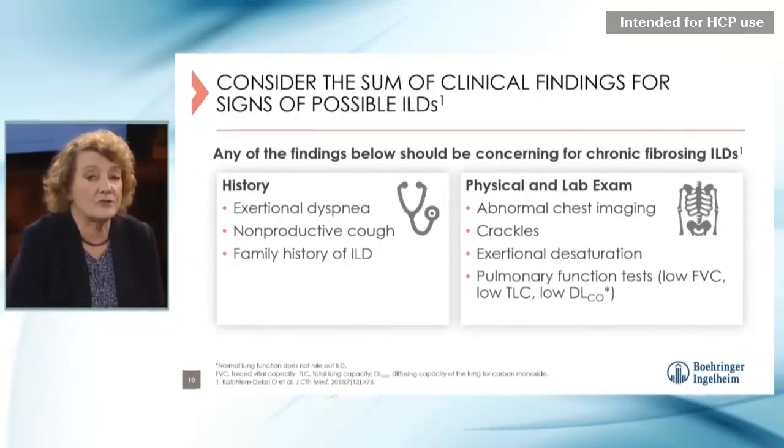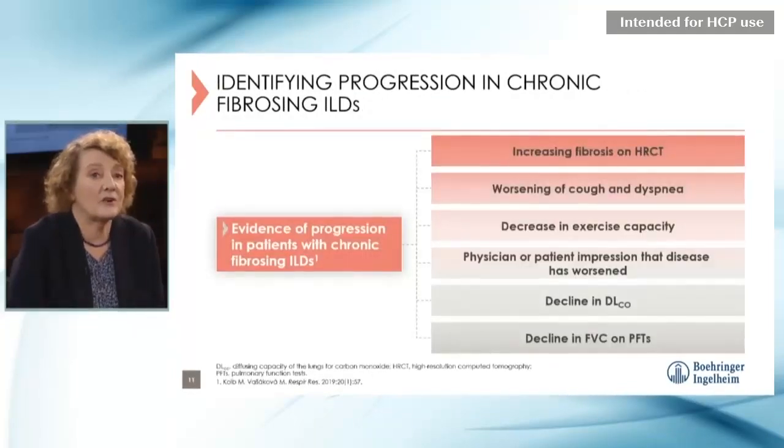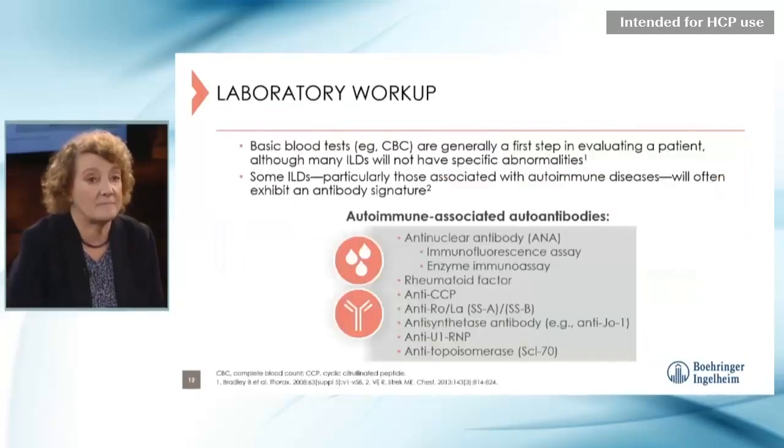Sometimes we do exertional desaturation, but mostly we do pulmonary function tests. And then we look at the chest imaging. So there are lots of ways to identify whether there's progression. It can be with symptoms. It can be with decrease in exercise tolerance. The physician may say that they're not doing well, or they may have declines in their forced vital capacity or their DLCO, or they may have progression of fibrosis on their HRCT.